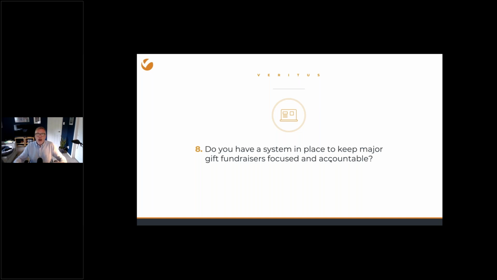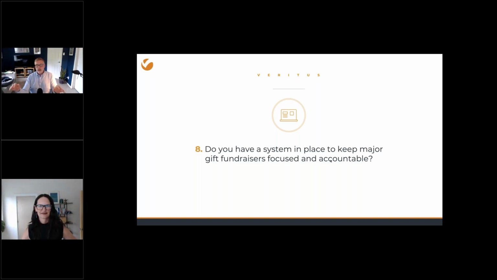And what I mean by that is, as a manager, or if you're an MGO, is your manager meeting with you on a consistent basis? What we do is work with folks every week. We're talking to the people that we're working with every week to make sure that they're getting the right strategy, that they're staying focused and accountable to the goals that they've set for these donors, and are they working their plan? For all the years that we've been working at Veritus, this is the secret to major gift success: having that system in place of accountability.